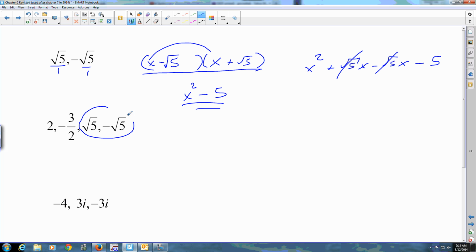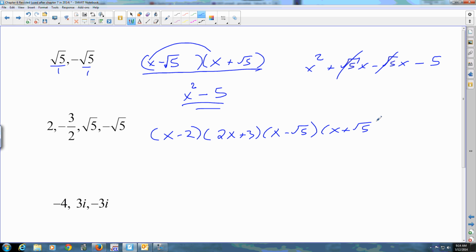So here you have 4 zeros. To write them all out, I guess I'll start at the beginning if I erase that. Okay. Good. So you'd have x minus 2, 2x plus 3, and then x minus the square root of 5, x plus the square root of 5. Right? These two we just did. They're right here. So if you want, we can just write that. We know what the answer to that's going to be. So then we've got these two.